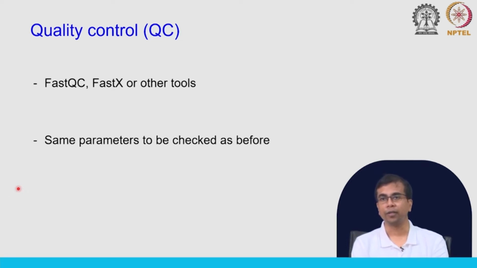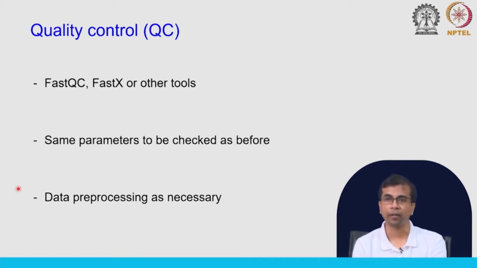We use the same parameters that we have checked before. We check the per base read quality, per sequence read quality, adapter contamination, all those things. And we do data pre-processing if it is necessary. For example, if you have adapter contamination, you want to do trimming, or if you have some quality issues, you want to do quality filtering. As necessary, you have to decide on these data pre-processing steps. Again, we have discussed this in much more detail when we talked about the genome data processing, so I am not going to go into that again.